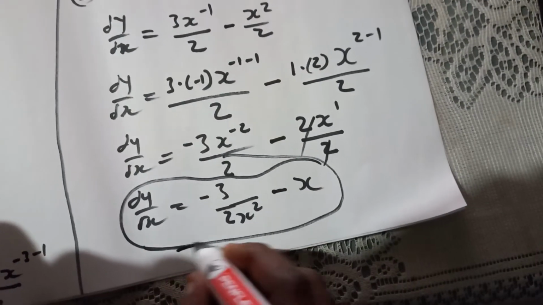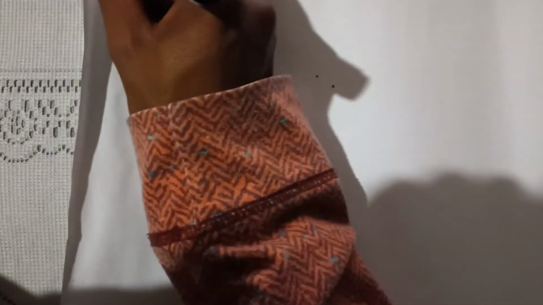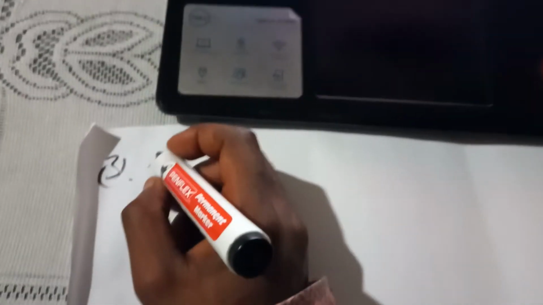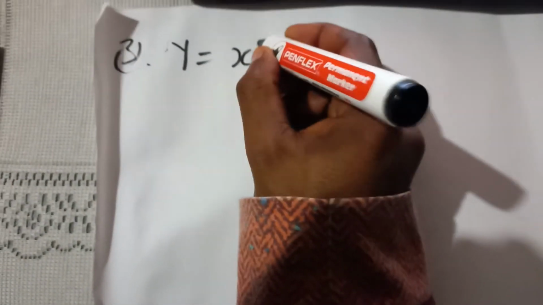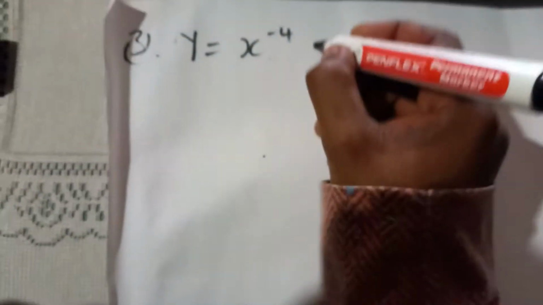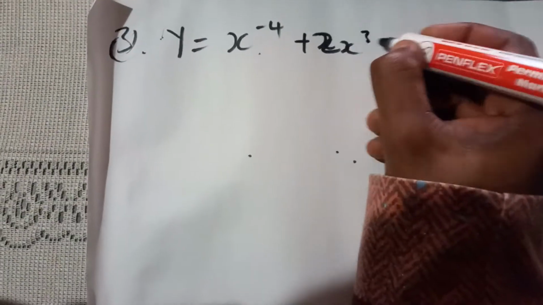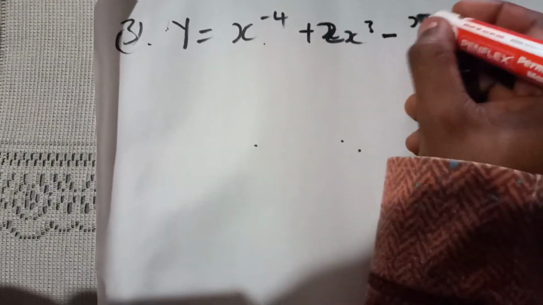I don't know if it's easier to explain or I should explain what's happening. We come to our third example, which from here we are done. So it's y is equal to x to the power of negative 4 plus 2x cubed minus x over 5.